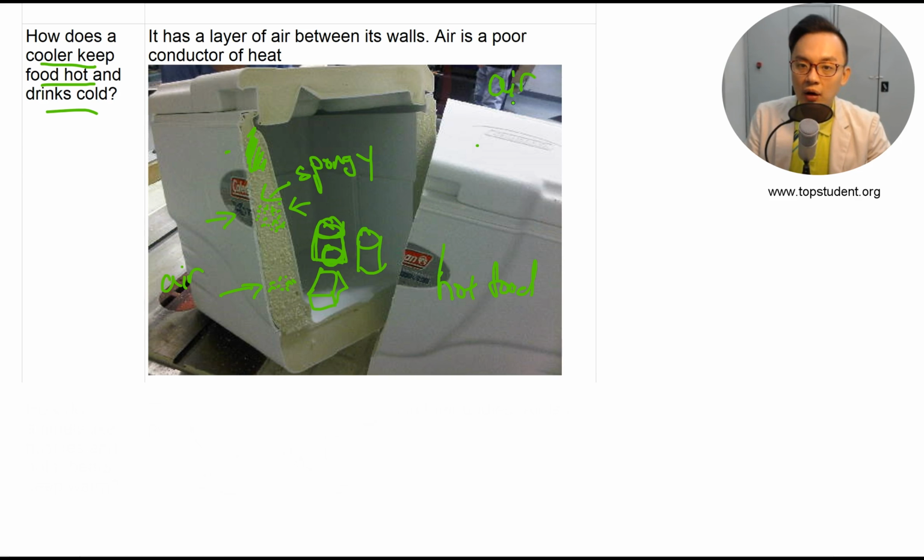Is it from the air to my hot food or hot food to the air? So it's actually from the hot food to the air. But again, all my pockets of air will prevent it from reaching the air, and it will stop the heat transfer over here. And that's why I can keep my food hot or my cold drinks cold.